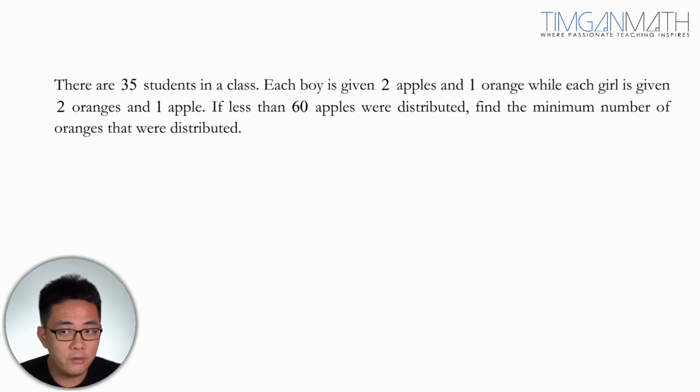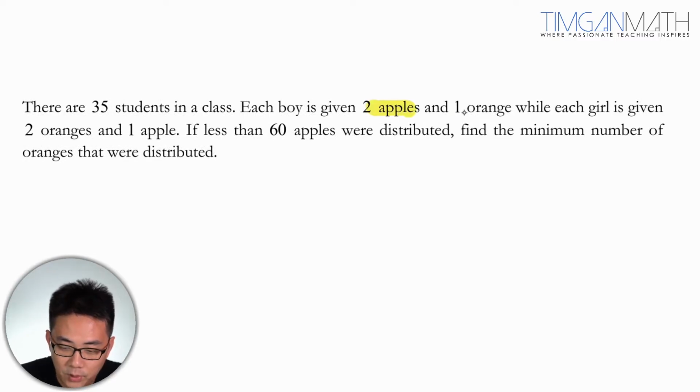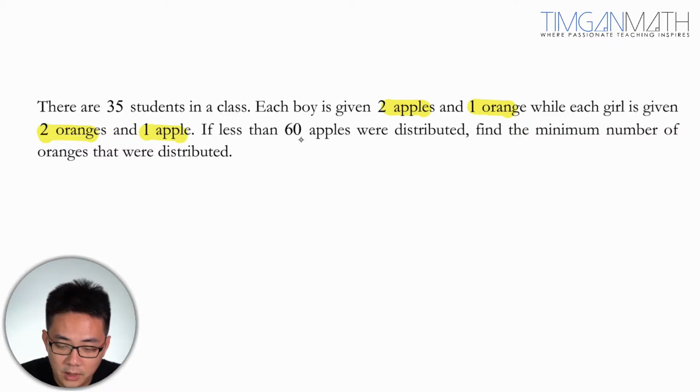So, you are given there are 35 students in the class. Each boy is given 2 apples and one orange, and each girl is given 2 oranges and 1 apple. If less than 60 apples were distributed, find the minimum number of oranges that were distributed.